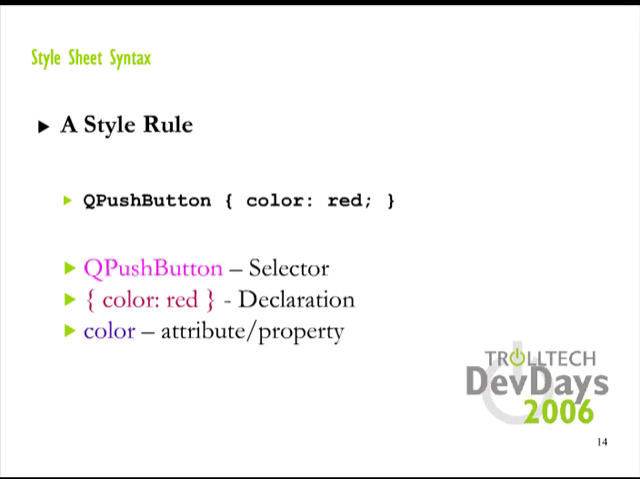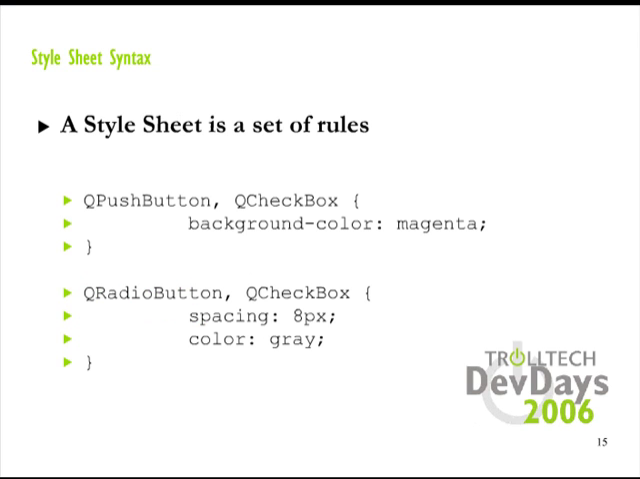Here's a style rule. Very straightforward. We know what it does. It says a push button should be of the color red. No ambiguity there. Just some terminology in place. The stuff before the curly braces is called the CSS selector. The stuff inside the curly braces itself is called the CSS declaration. And color is the attribute, red is the value. That was simple.